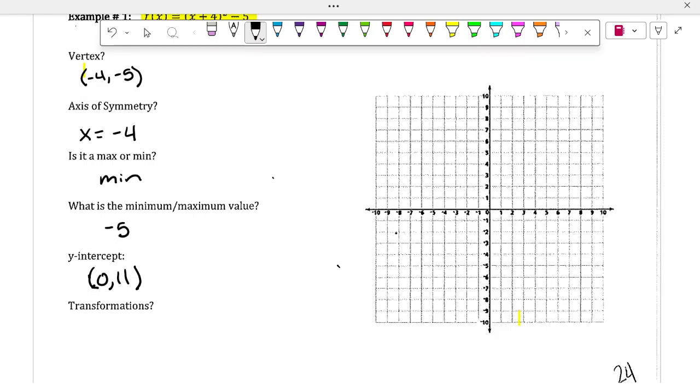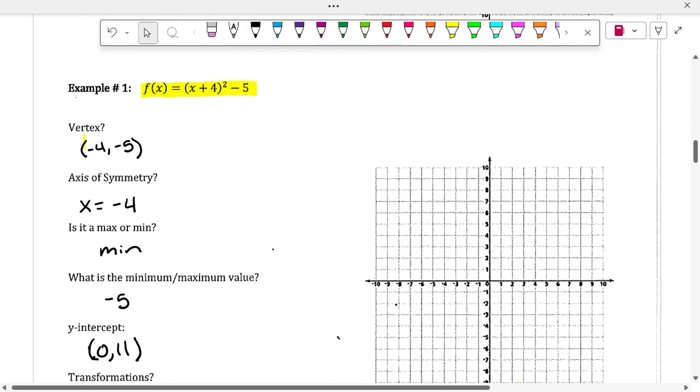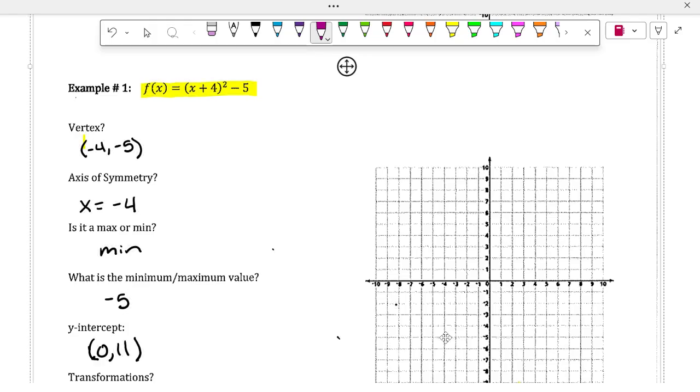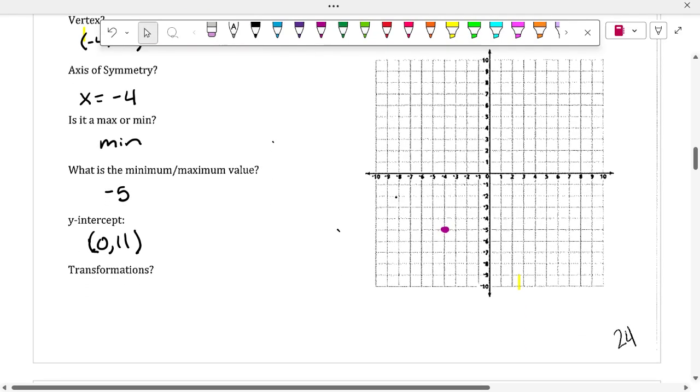All right. Now, we're not going to worry about transformations just yet. We're first going to graph this. So I have -4, -5. Now, I know that you have the table pulled up in front of you. So that's a good way you can get points. Just make sure you're going on either side of the vertex. But I want to show you the pattern first.